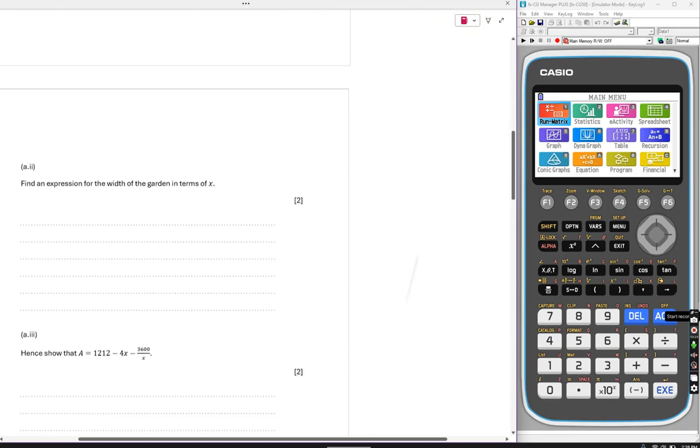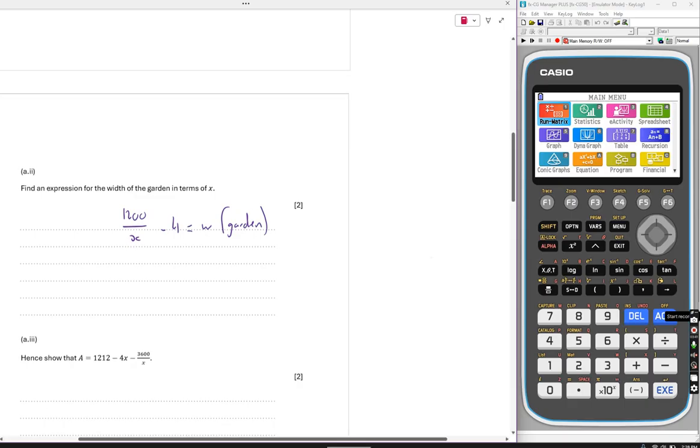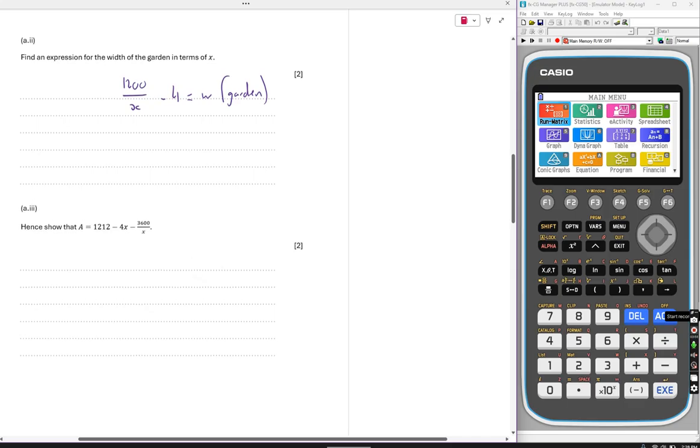So back to my answer down here: 1200 over x minus 4 equals the width, and just for specificity, the width of the garden. Okay, hence show that the area equals 1212 minus 4x minus 3600 over x. So as soon as the question says show that, you can't use this. You need to show in another way how that answer has come to be.